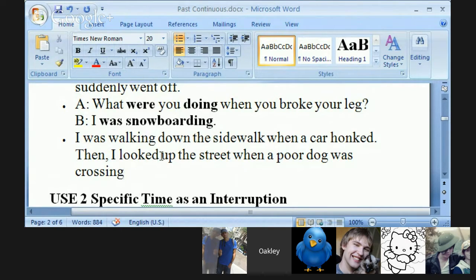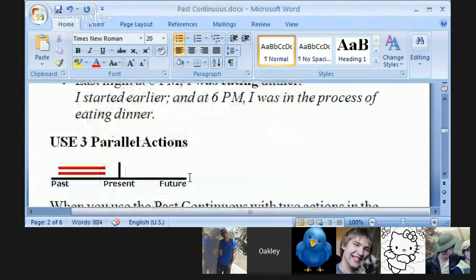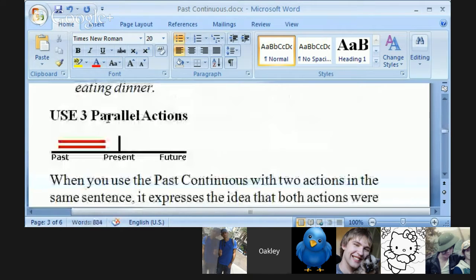okay, here's the thing, all right? Maybe it's okay if I do something else. All right? I was looking up the street when a poor dog was crossing. Then it's okay. Now I don't have a problem with it, because now I'm looking at two simultaneous parallel actions. I am looking, or I looking.